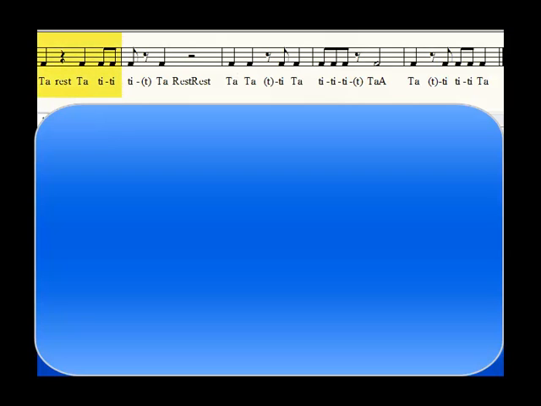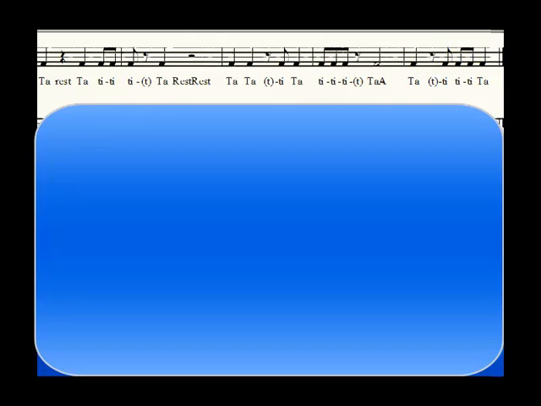1, 2, here we go. Ta, rest. Ta, ti, ti, ti, ta, rest, rest. Ta, ta, ti, ta, ti, ti, ti, ta, ta, ti, ti, ti, ta.